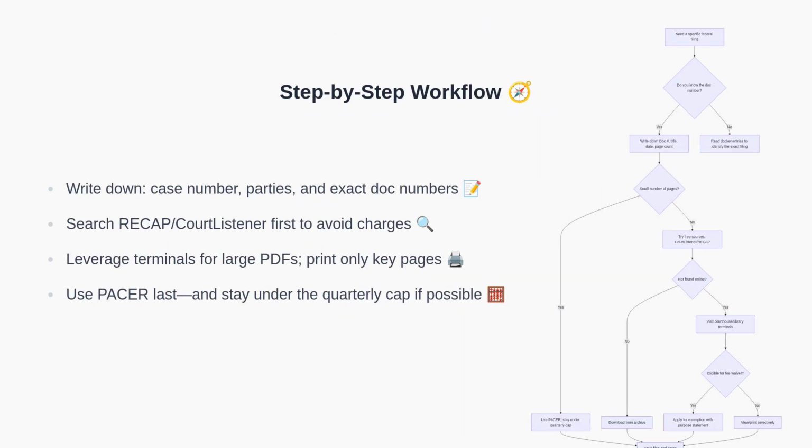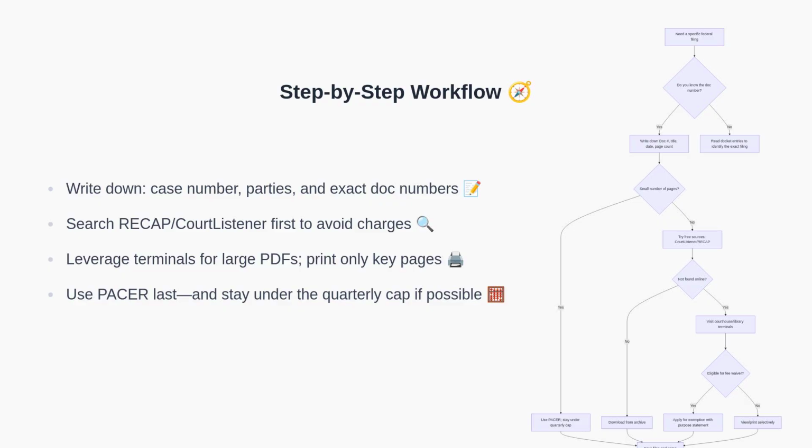Here is a reliable workflow. First, capture the case number, party names, and the exact document numbers you need. If you do not know them, read the docket to identify the precise filing. Next, search Court Listener and RECAP to see if the document is already archived. If not found, decide whether the file is small enough to remain under the quarterly PACER cap. For large PDFs, use courthouse or library terminals to view and print only the essential pages. If you are eligible, consider applying for a fee waiver. Finally, save both your files and a research log of what you accessed, where, and when.